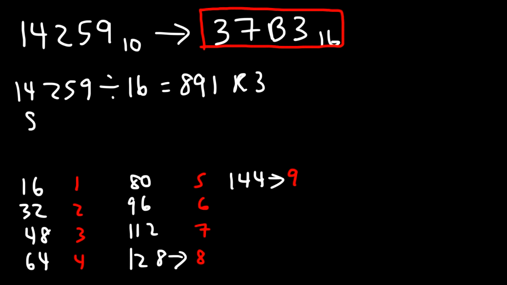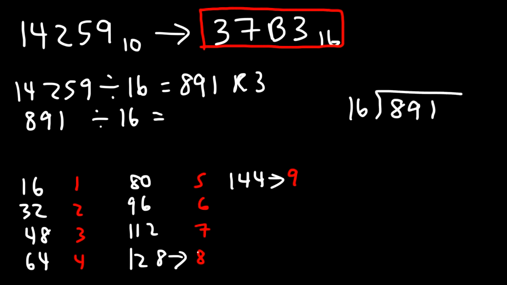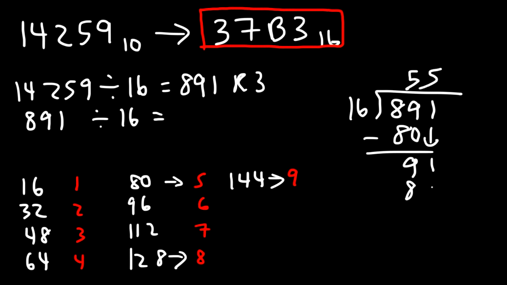So now let's take 891 and divide that by 16. 16 goes into 89 5 times. 16 times 5 is 80. The difference is 9. 16 goes into 91 5 times as well. And so here the difference is 11. 16 doesn't go into 11, so that's the remainder. This gives us 55, the remainder 11.